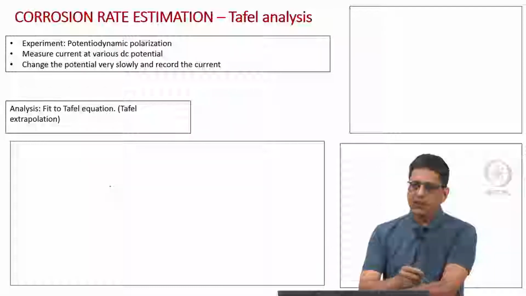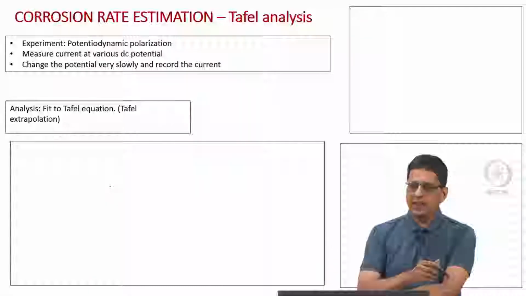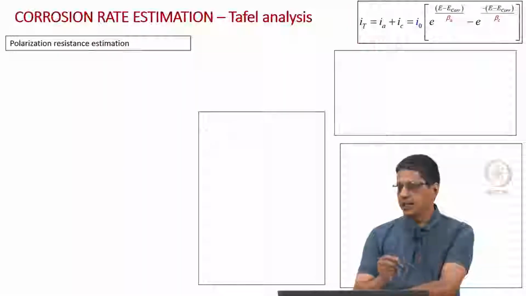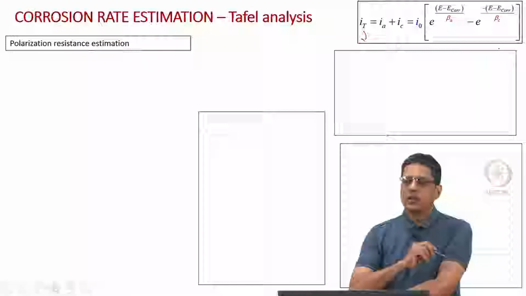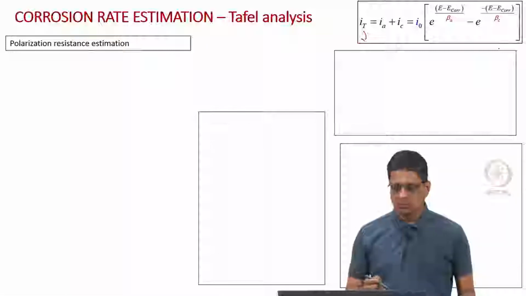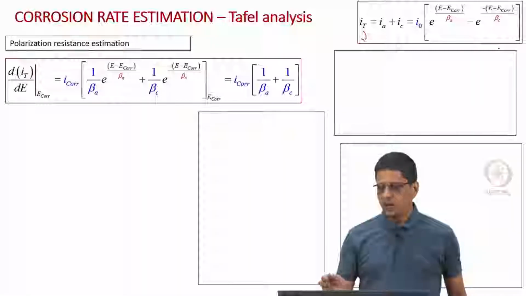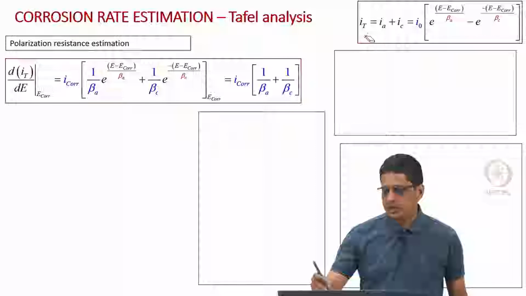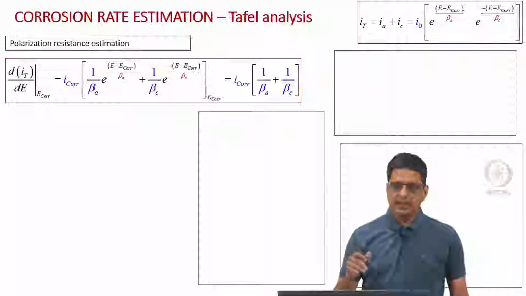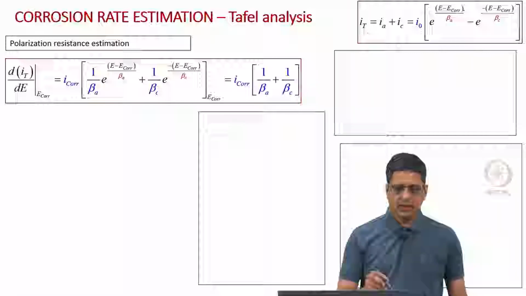and then fit it to the Tafel equation. It is often called Tafel extrapolation. Essentially take this data, and this is the expression, I total is this. You can use commercial software or you can write your own code and get these parameters beta A, beta C, I0 or I corr and E corr. E corr is very easy to get, the other parameters you can model this and get.